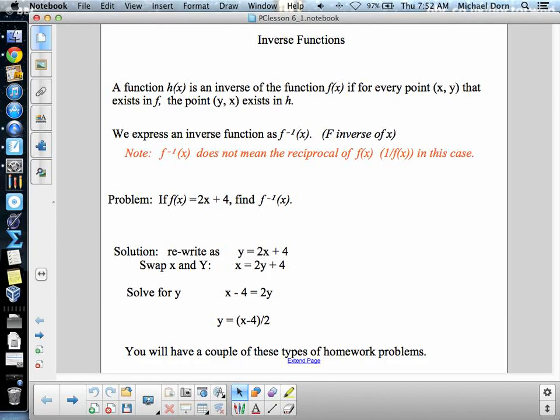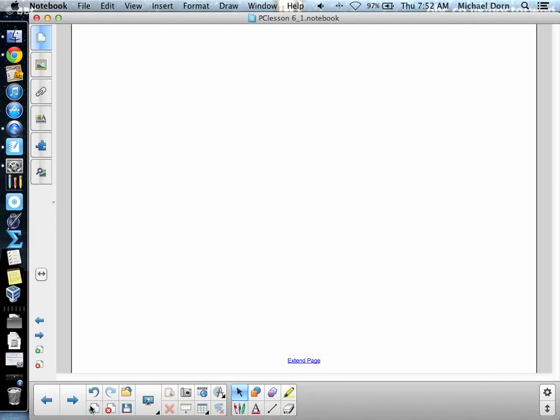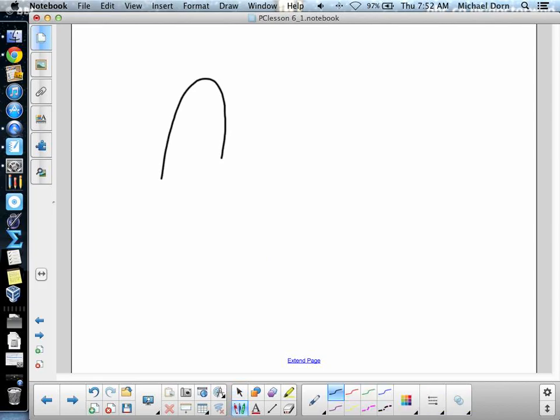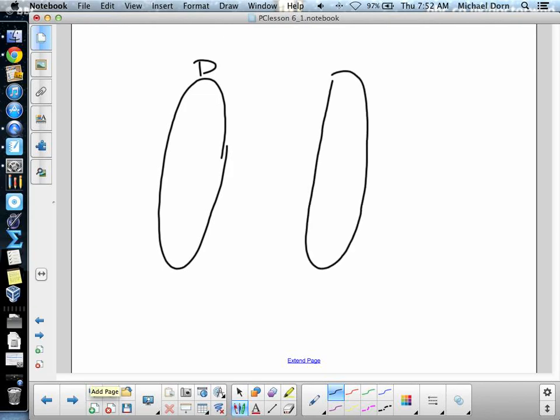Inverse functions. A function h of x is the inverse of a function f of x if for every point x, y in the function f, the point y, x exists in h. A lot of times inverse functions are done with a diagram instead of a verbal definition like that. Basically, you say, okay, this is my domain, and this is my range, and for every element of the domain, the function f of x takes us to an element in the range, right?